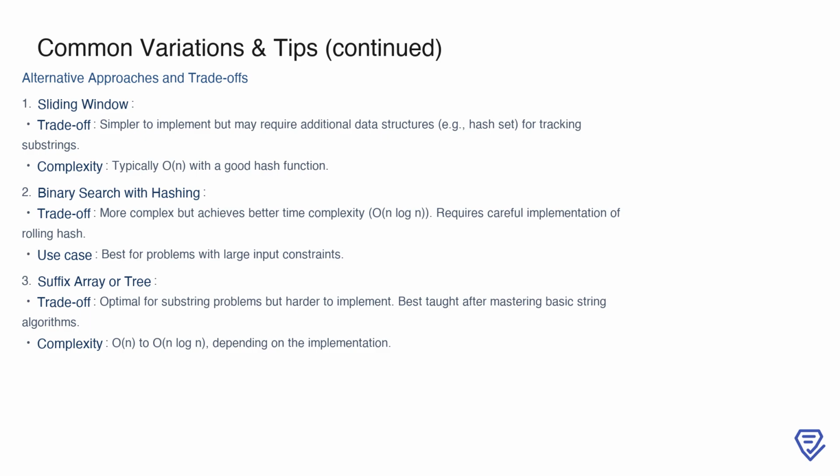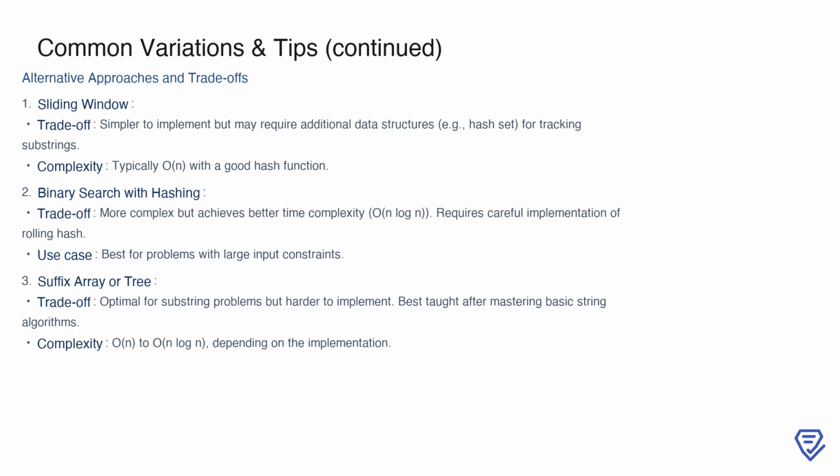Finally, there are alternative approaches to solving substring problems, each with its own trade-offs. Sliding window techniques are straightforward to implement and often involve using a hash set to track substrings. While simple, these approaches are highly effective and typically have a time complexity of O(n), assuming a good hash function. Binary search combined with hashing is another powerful technique. Although more complex to implement, it achieves a better time complexity of O(n log n). This approach is particularly useful for large input constraints but requires careful handling of rolling hash implementations.